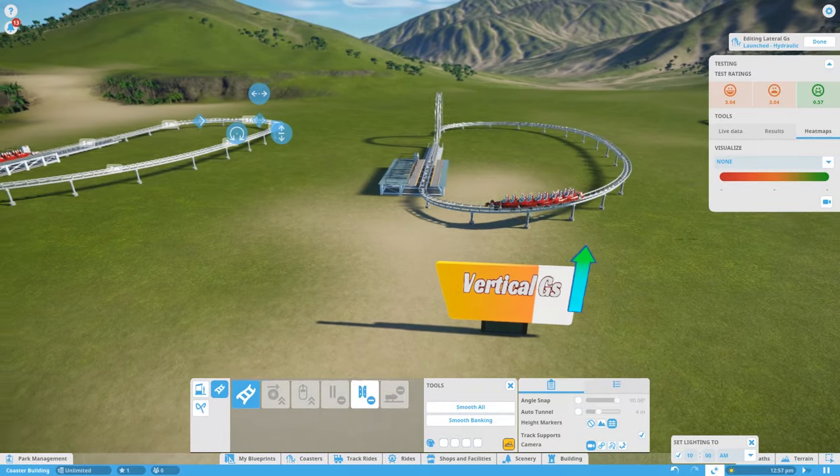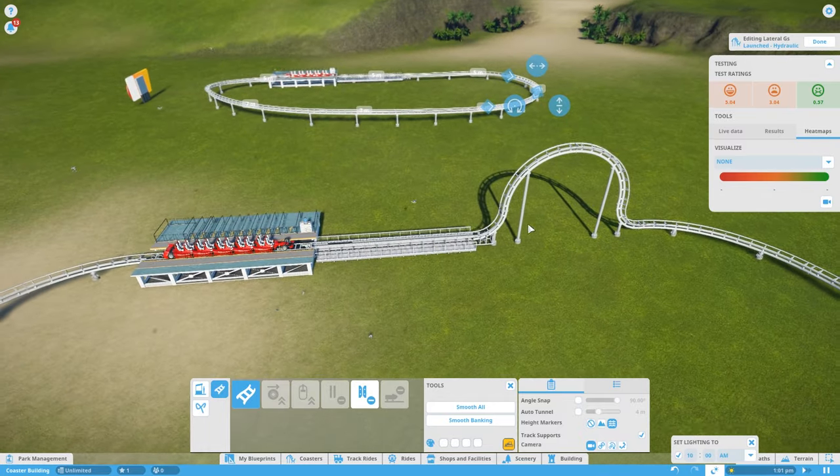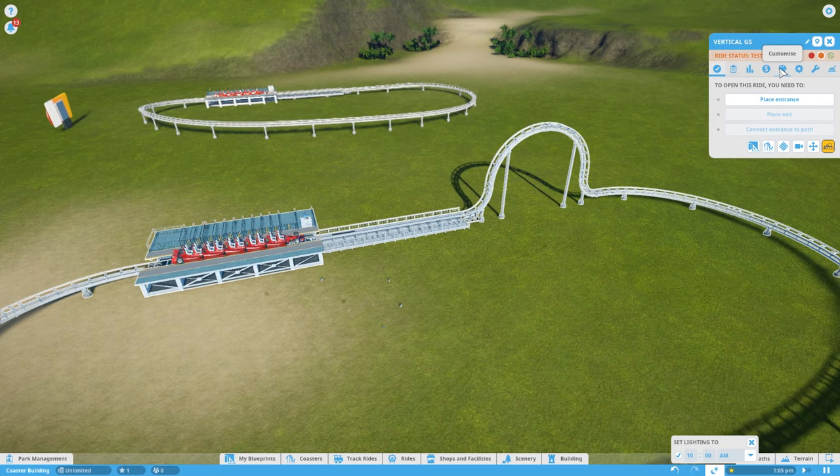Let's move on to vertical G's. So vertical G's, very similar sort of problem, but it's up and down as opposed to left and right. You'll see here, let's come out of this one and go into it. And we'll look at the heat map.